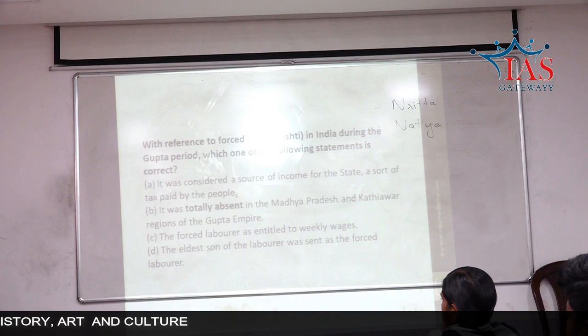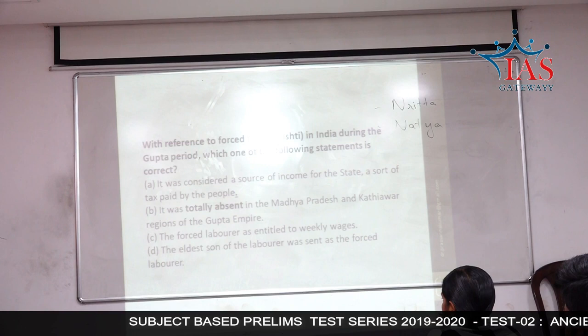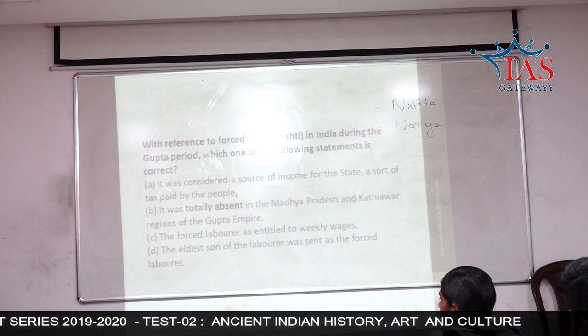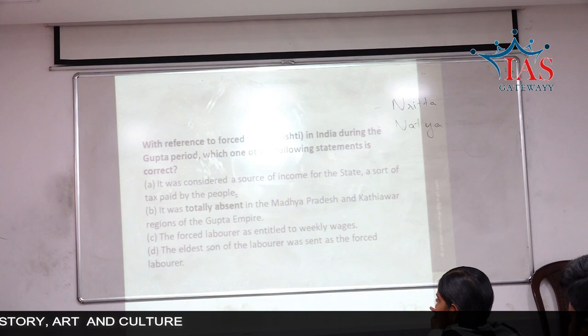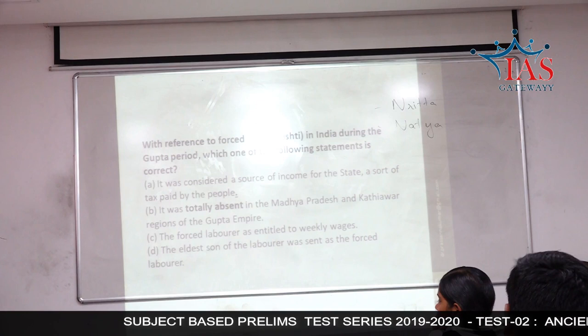Forced labor means they will not give wages at all, they would keep them as slaves. So weekly wages were not available to them. So this could be easily guessed. D statement, true or false? It could be true or false, just tell me, just guess. So mostly false, because it was based on caste. It is not only the eldest son who goes, the entire family would be slaves. So if you can guess, you can find.